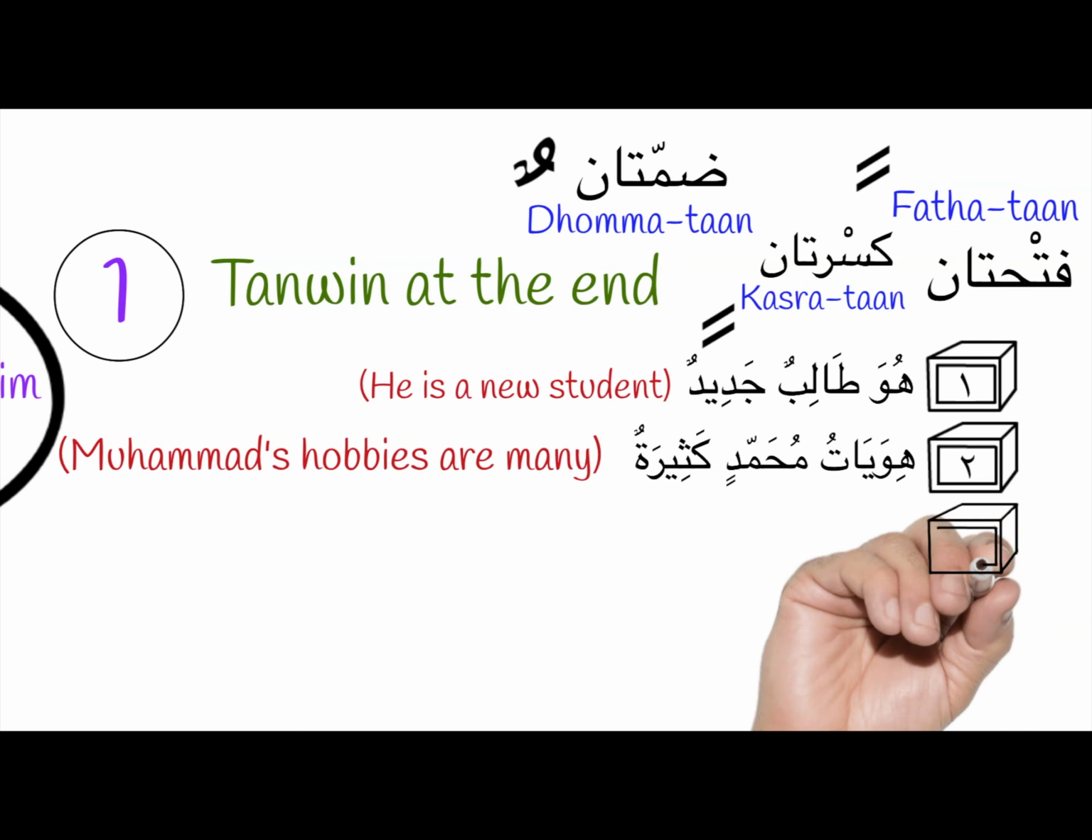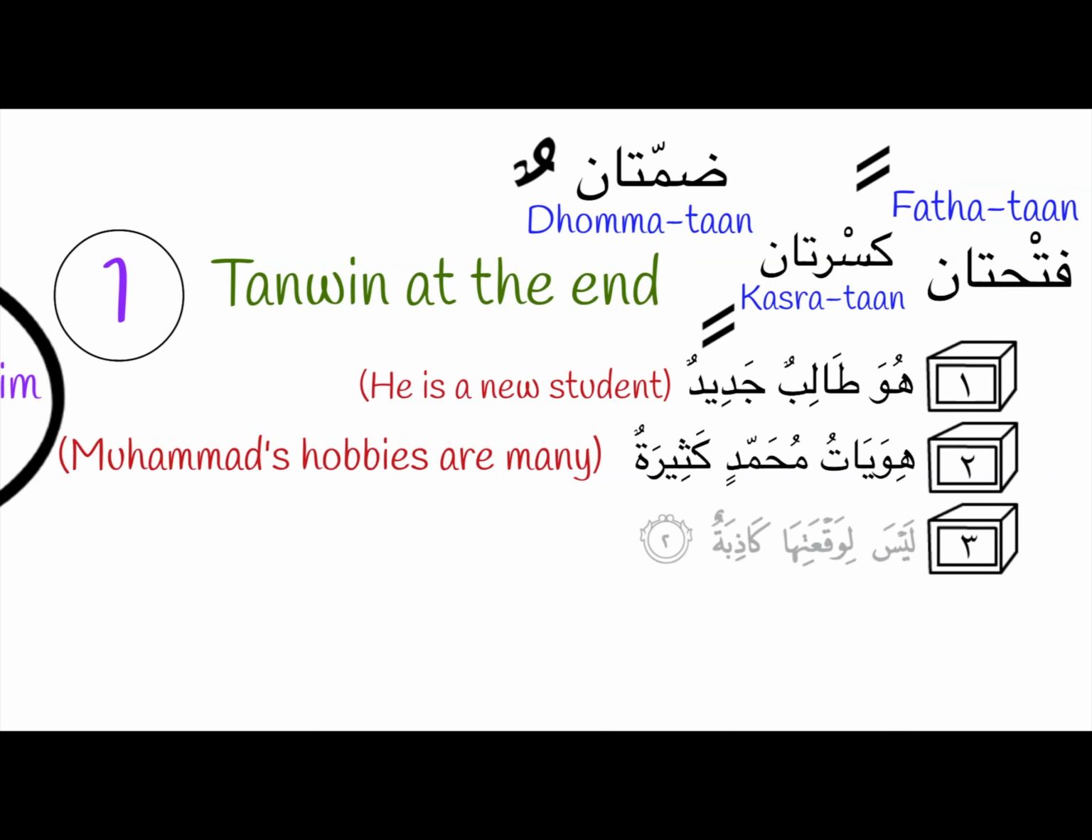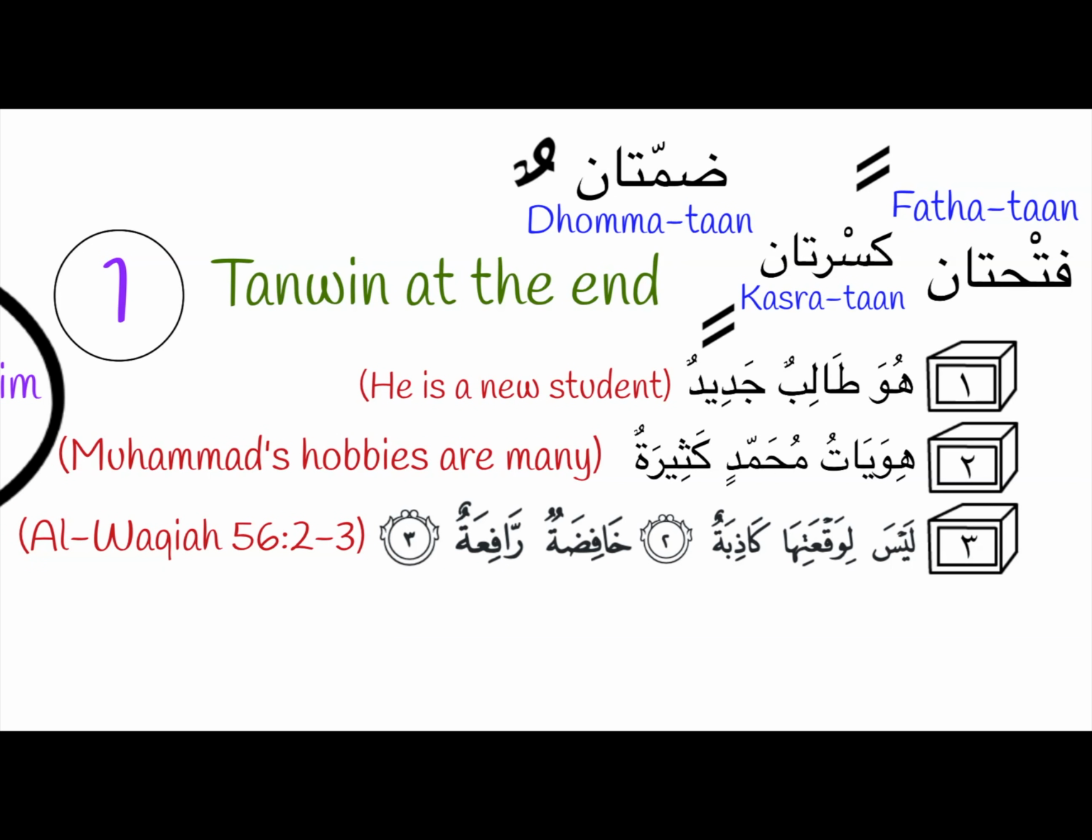Next, in Surah Al-Waqi'ah, verses 2 and 3, لَيْسَ لِوَقْعَتِهَا كَاذِبَةٌ خَافِضَةٌ رَافِعَةٌ. We can see that the kalima كَاذِبَةٌ, خَافِضَةٌ, and رَافِعَةٌ are all isim because of the tanween at the end of the kalima.